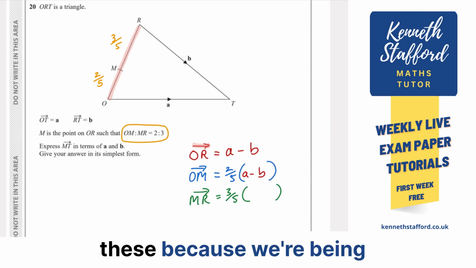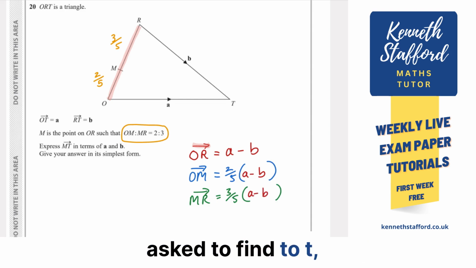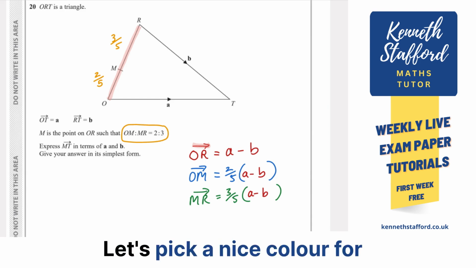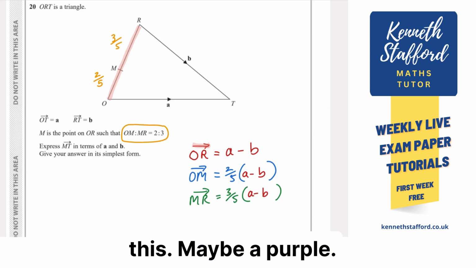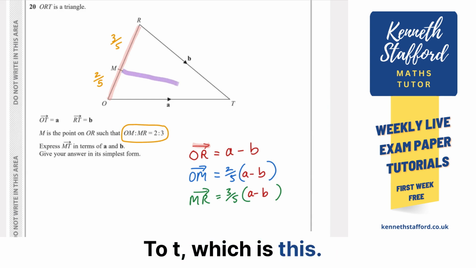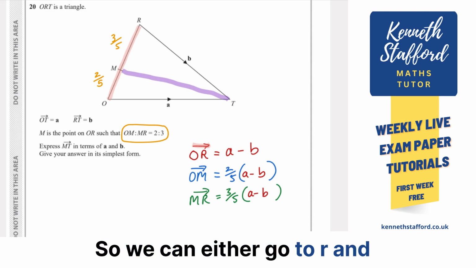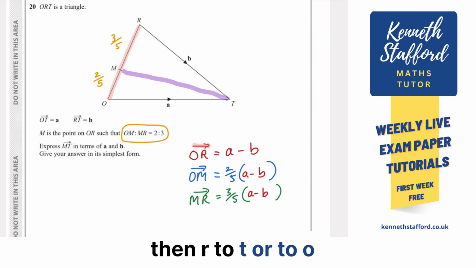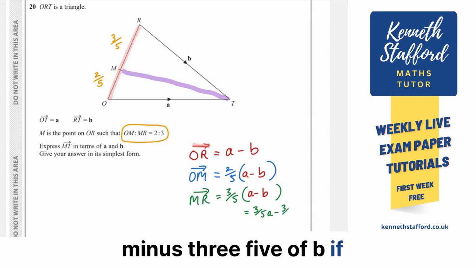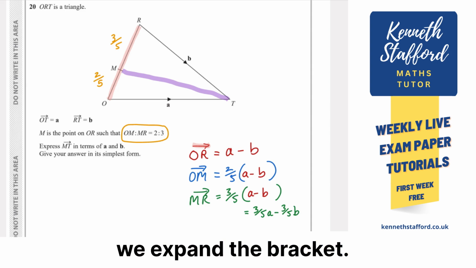So we're going to use one of these because we're being asked to find M to T, which is, let's pick a nice color for this, maybe a purple. M to T, which is this. We can either go M to R and then R to T, or M to O and then O to T. I'm going to go M to R and then R to T. So M to R is 3/5 of A minus 3/5 of B if we expand the bracket.